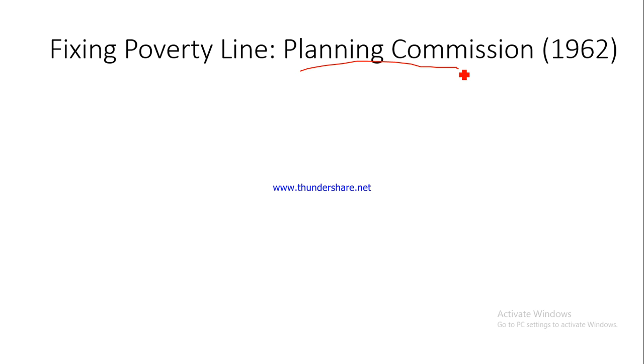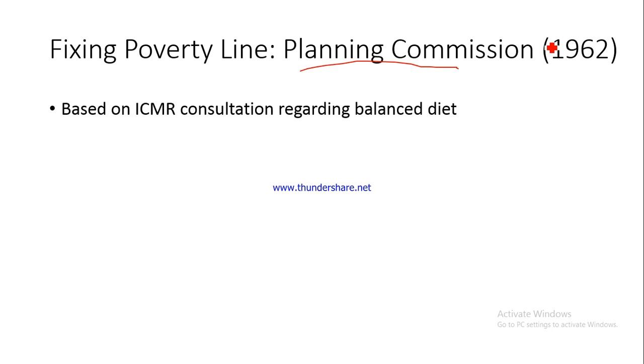Fine. So it was the Planning Commission which for the first time endeavored to fix the poverty line, and this happened in the year 1962, wherein they decided that the poverty line would be fixed based on consultation with ICMR, the Indian Council of Medical Research. From there they found out what is the balanced diet that an individual requires, and based on that the poverty line was estimated.